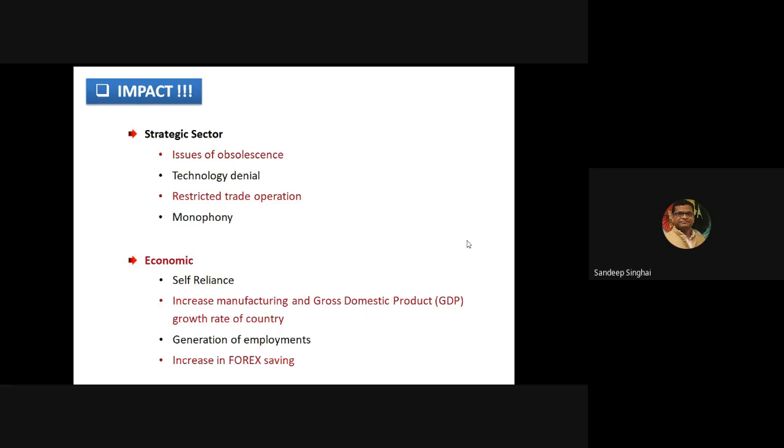Because you see a lot of aircraft which we have been using for many years. MiG-21 is called many a times a flying coffin, but there are lot many parts of it which are not available as on date. So that is a big issue with imports. Technology denial in case of any event is another issue. Then you have restricted trade operations. The countries restrict trade in case of defense, and then there are monopoly issues that they don't want to share. Economic self-reliance, increasing the GDP and generation of employment, these all are the impacts of indigenization.